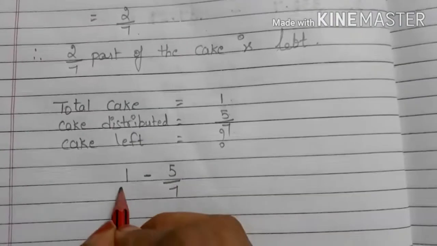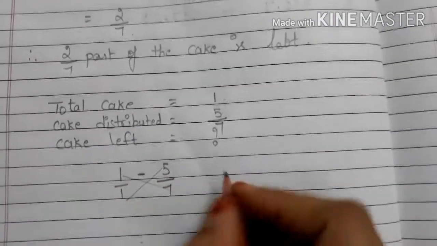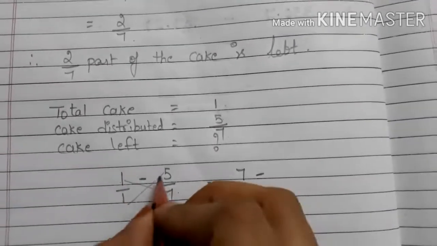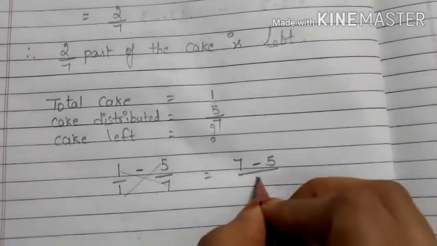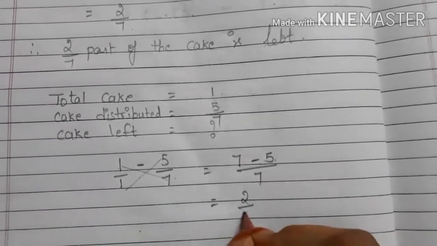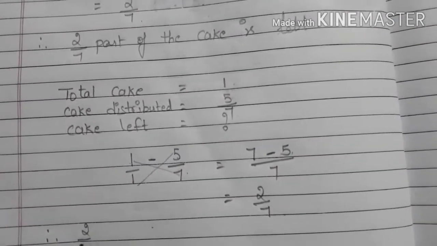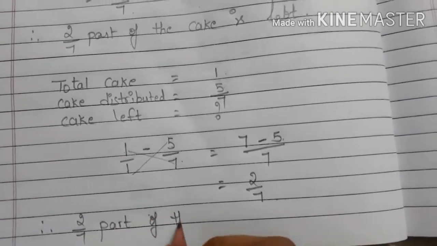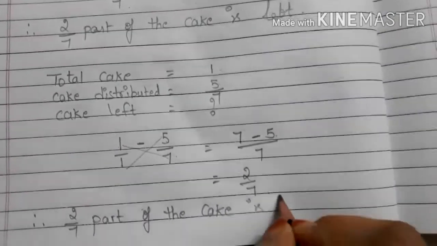Okay, here we can write 1 as 1/1. Use the cross multiplication method. 1 into 7, 7 minus 1 into 5, 5 by 1 into 7, 7. Okay, 7 minus 5 is 2/7. Right here. Therefore, 2/7 part of the cake is left.